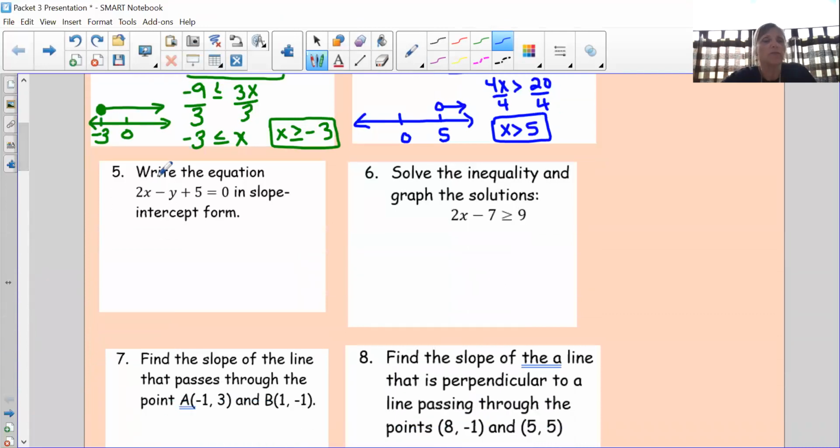Okay, number 5, the directions are write the equation in slope-intercept form. So right here, I'm going to write y equals mx. So this is where I'm going. So do you see that y right there? So already I have to move the 2x, I have to move the 5, and I have to get rid of the minus there, or the negative. So that is my goal. So I'm going to write it out.